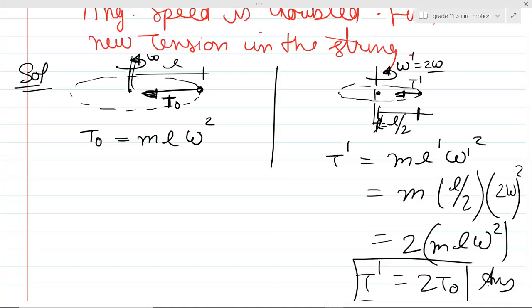Clear, guys? Done? Done, sir. Okay. So with this, we are done with our chapter circular motion. So fast? Circular motion is small only. No? Now this. Wait, let me first come.